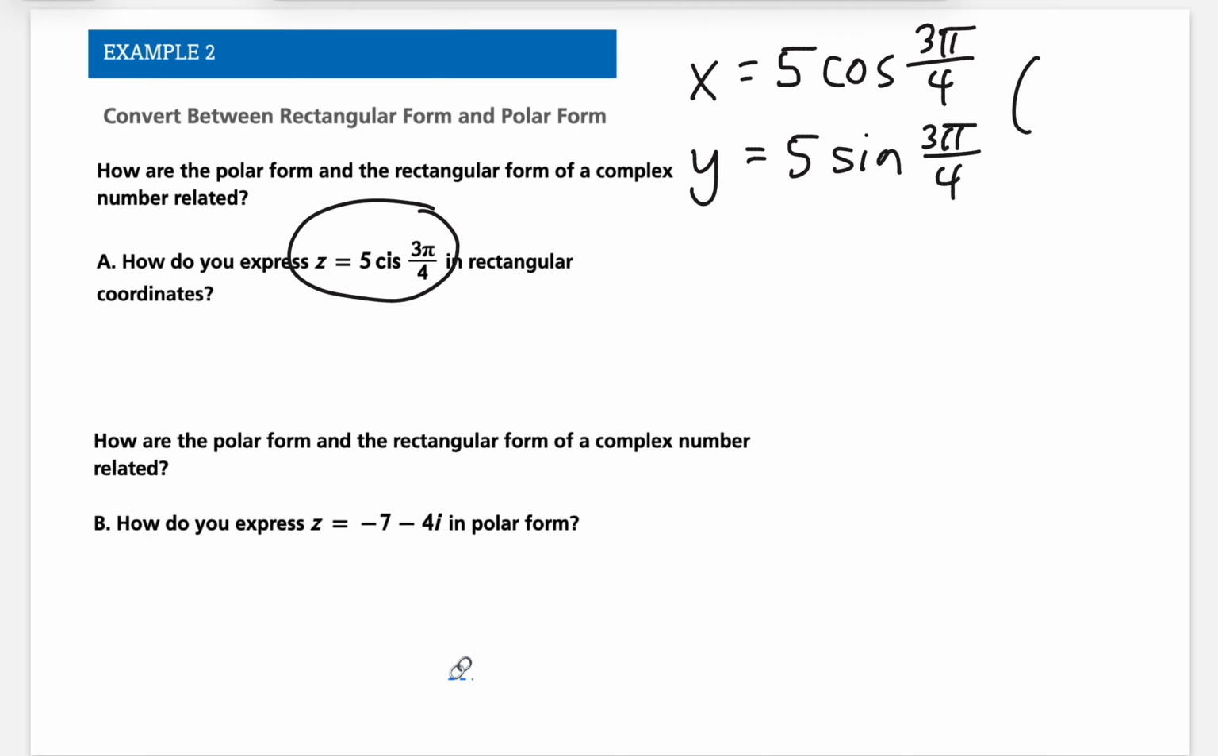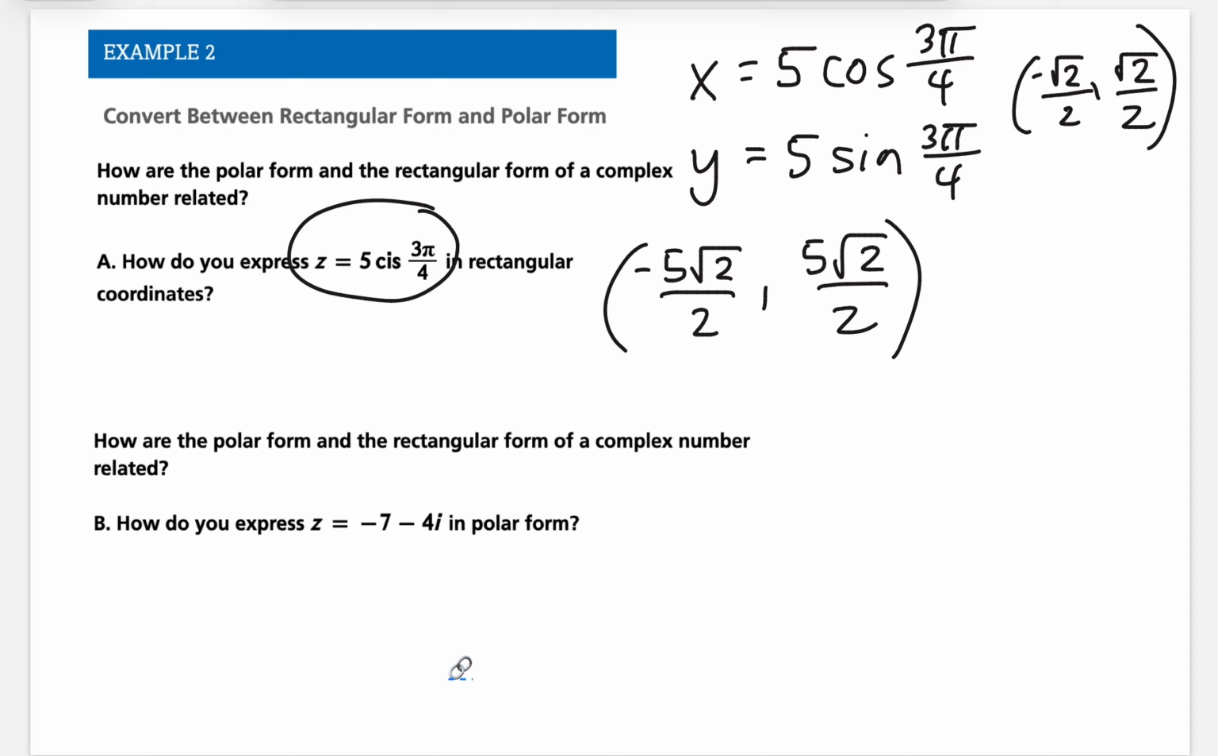So we know the coordinate point at 3 pi over 4 is negative square root of 2 over 2, positive square root of 2 over 2. So that's going to make my rectangular coordinate negative 5 square root of 2 over 2, and then positive 5 square root of 2 over 2. If we were writing that as a plus bi, we would just write negative 5 square root of 2 over 2 plus 5 square root of 2 over 2 i. So that's how we write that in rectangular form.